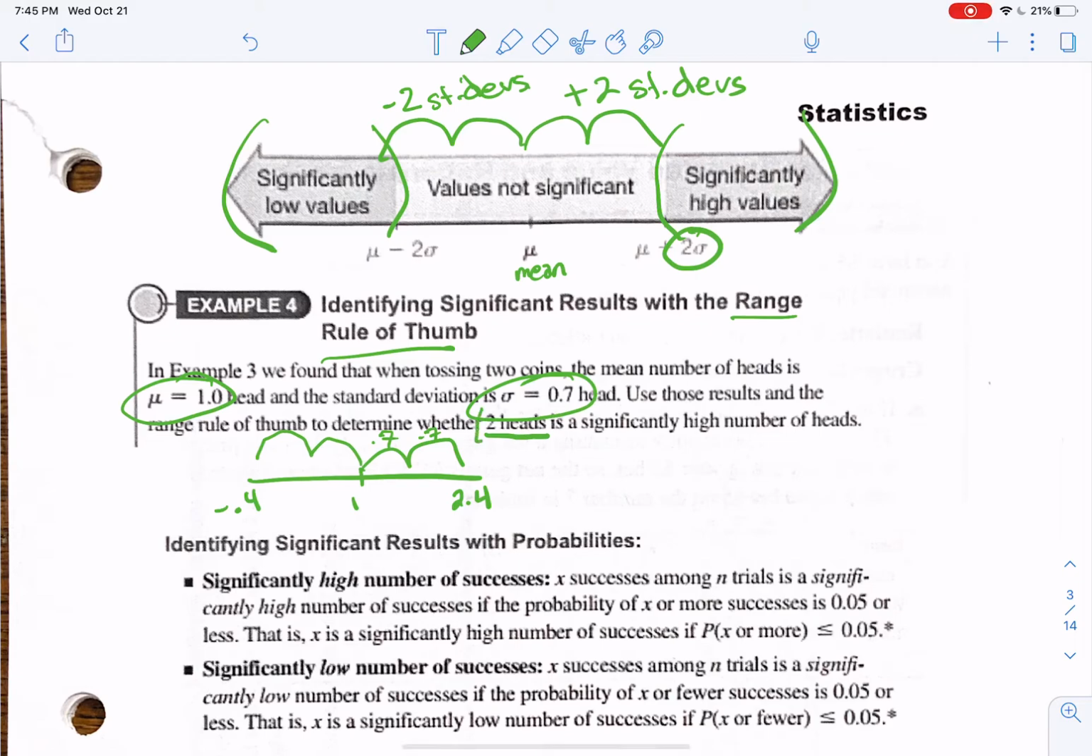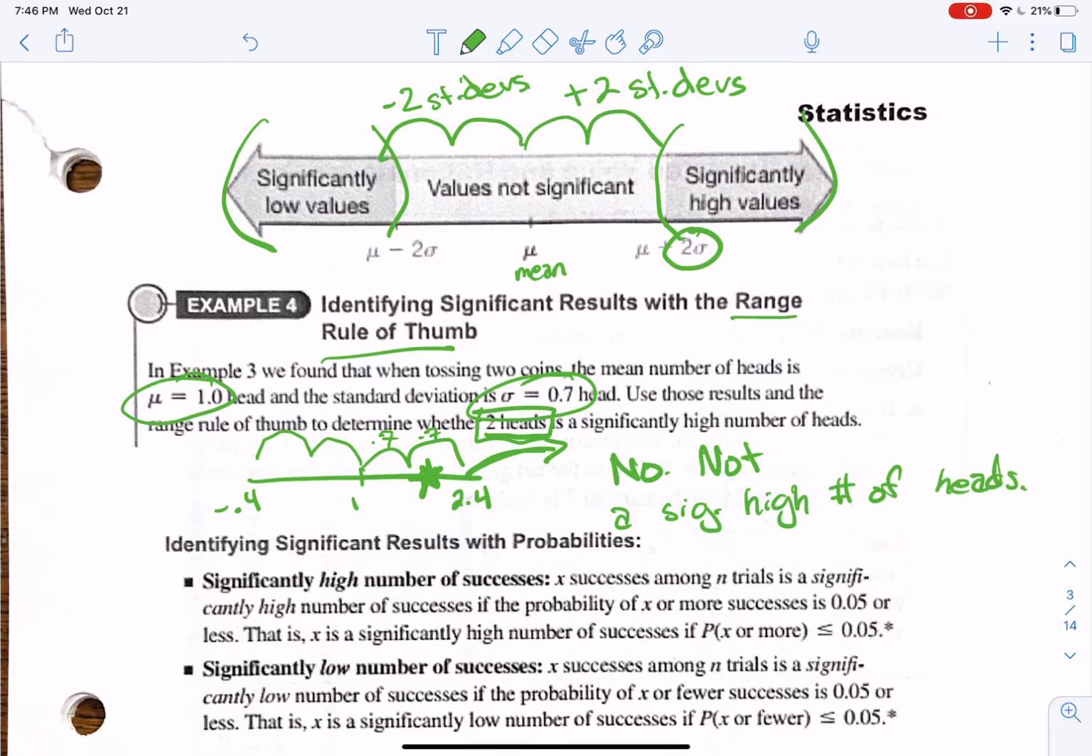They say, is landing 2 heads a significantly high number of heads? Okay, anything that's beyond this 2.4 is considered significantly high. 2 is going to be somewhere here. So no, not a significantly high number of heads. Okay, so that's kind of how that works.